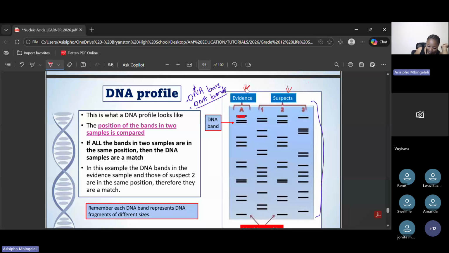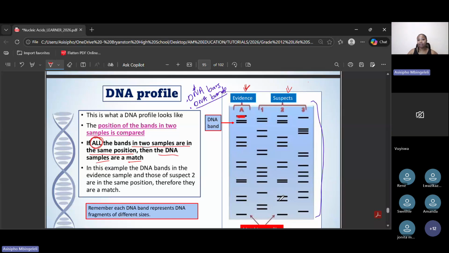Now, if all the bands in 2 samples are in the same position, check what we are talking about here. All, not some, not most of the bands. If you say some of the bands, or most, that is wrong. The DNA samples are a match if all the bands in the 2 samples are in the same position.